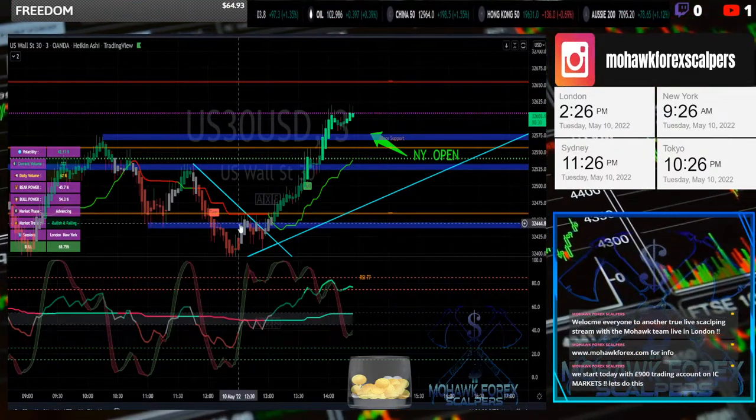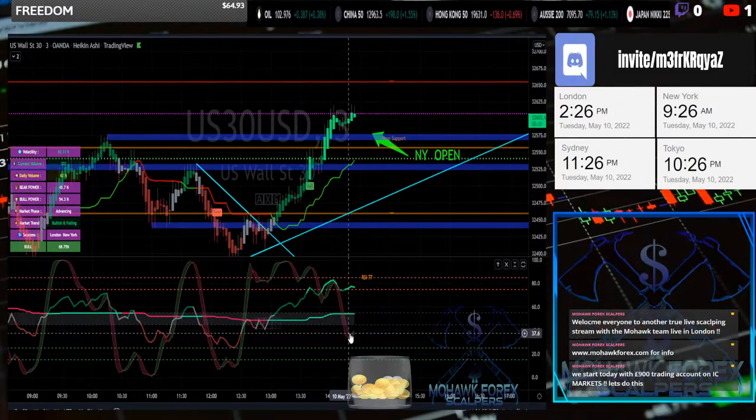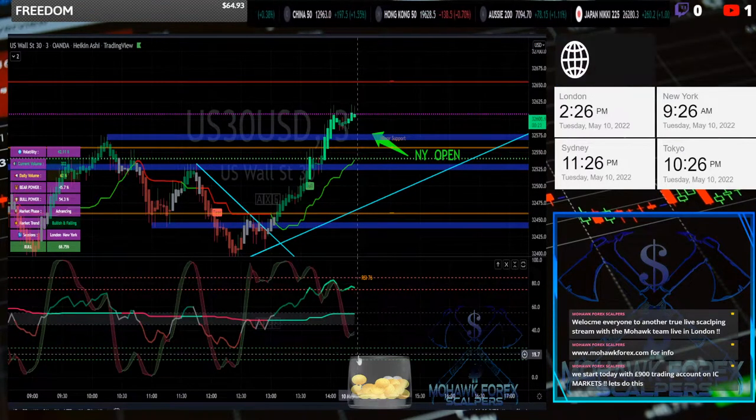So we'll see. Like I say, if we get a confirmation, RSI goes higher and stochastic is green, then obviously we're taking buys. If RSI dips, goes down red, we're taking sells.